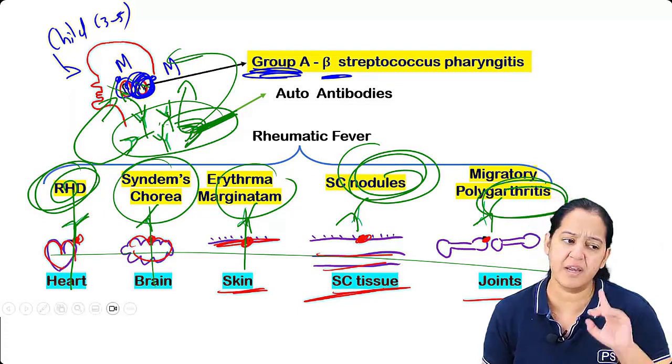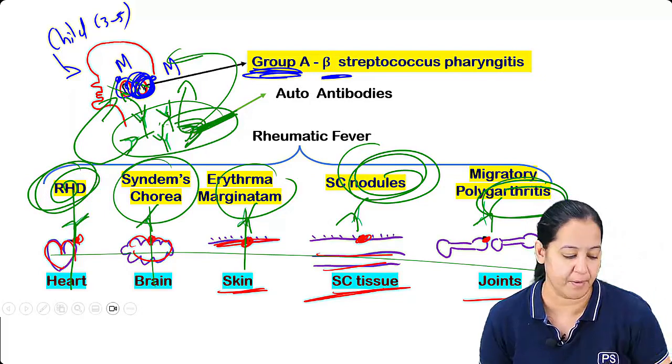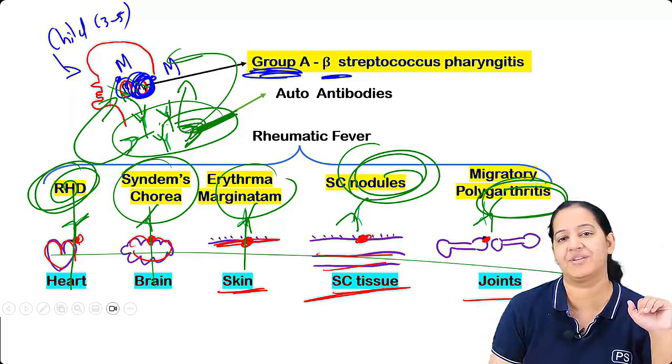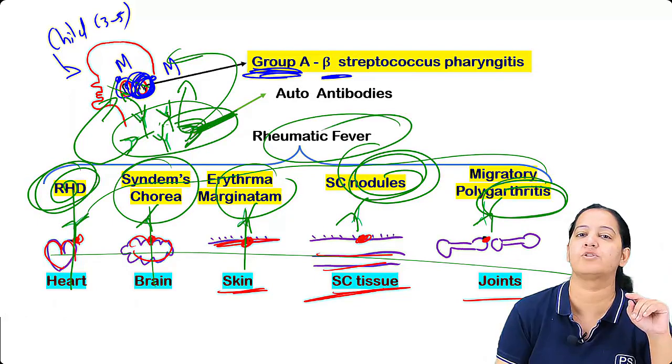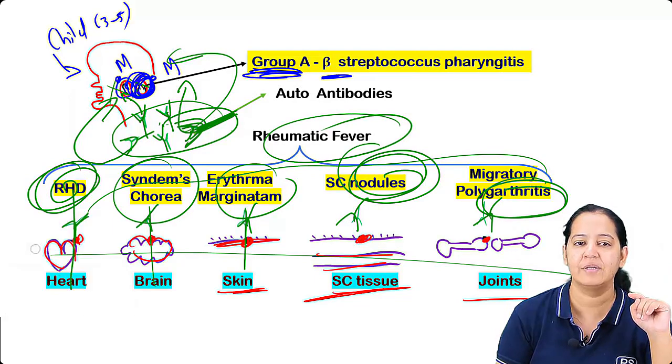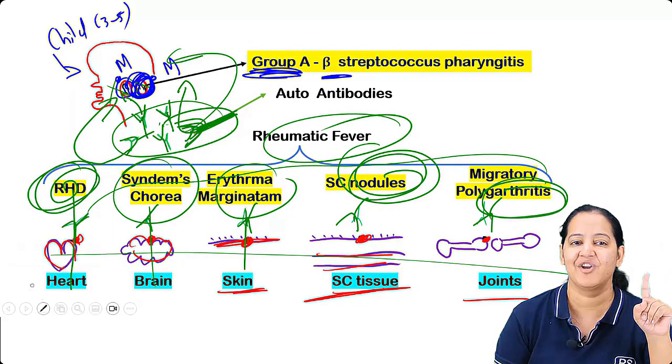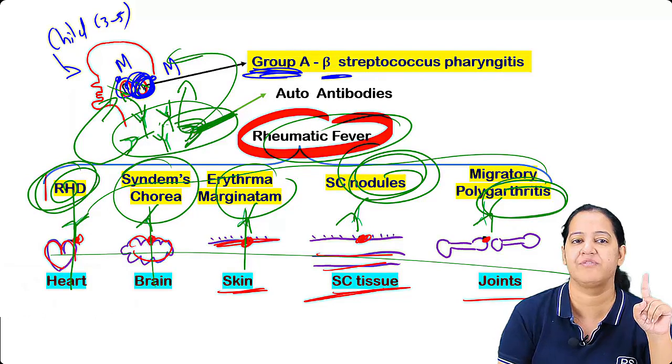You will study the detail in pathology and in medicine also. Here I am teaching you the pathogenesis. Still, this is the pathology part which I am teaching you. The combination of the 5 diseases is known as rheumatic fever. My point is that rheumatic fever is not one disease. Rheumatic fever is the umbrella term given to these 5 together.